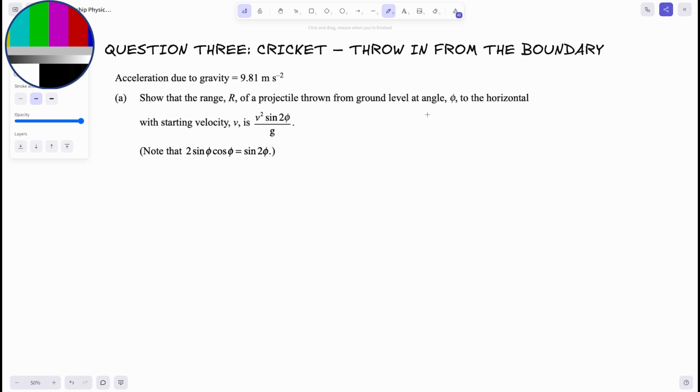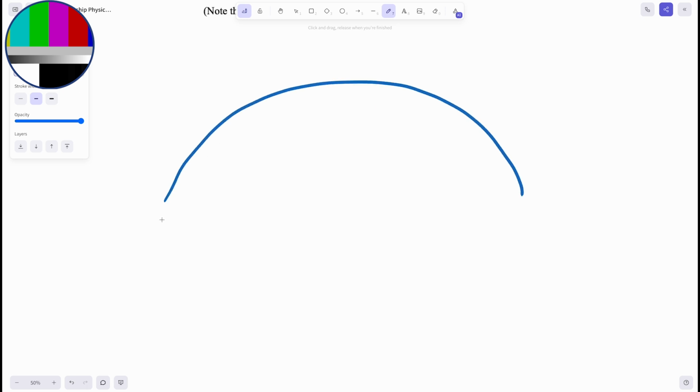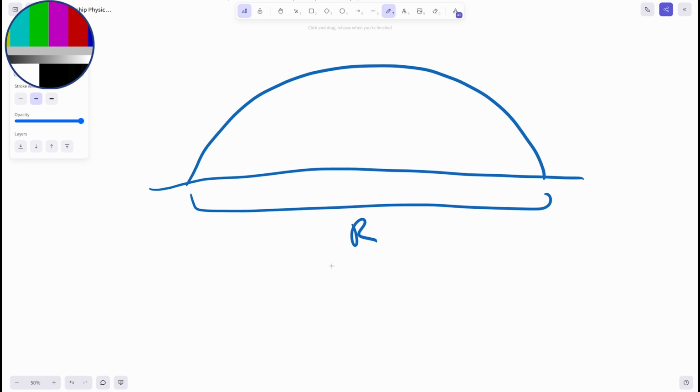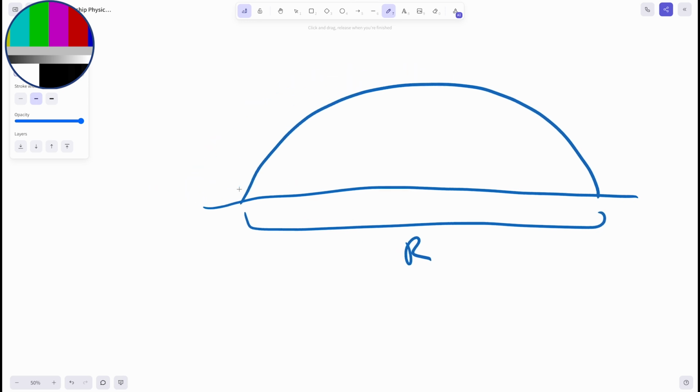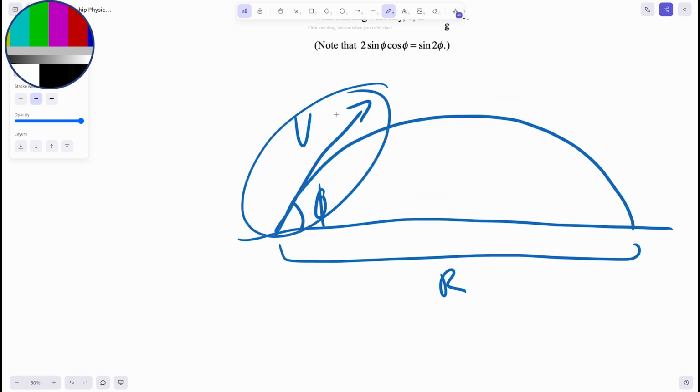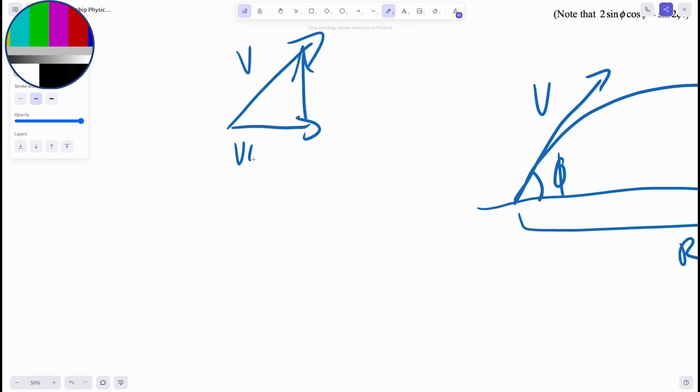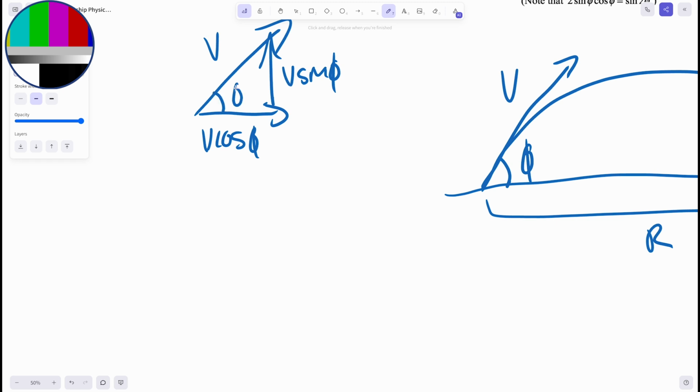So if we have a projectile thrown, there is going to be a range, which is our r. This is our range r, which is another word for our horizontal distance. And if we throw the ball, there's going to be a velocity v, and that's at an angle phi to the ground. Now if we take out this velocity and we break it up into its components, we can say that this is v cos theta, or in this case phi, and this is v sine phi, as this angle right here is our phi.